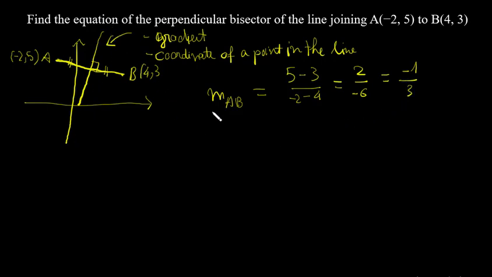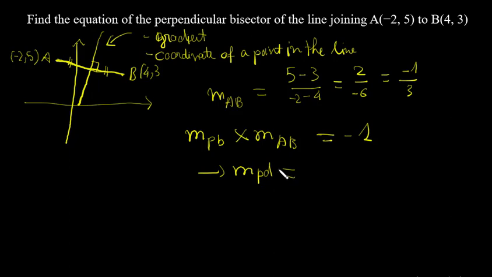For this line, because they are perpendicular, the gradient of AB multiplied by the gradient of this line. I would denote the perpendicular bisector's gradient as m_p, so m_p multiplied by m_AB equals -1. So m_p, the gradient of the perpendicular bisector, equals -1 over -1 over 3, which is 3. So we get the gradient of this line is 3.